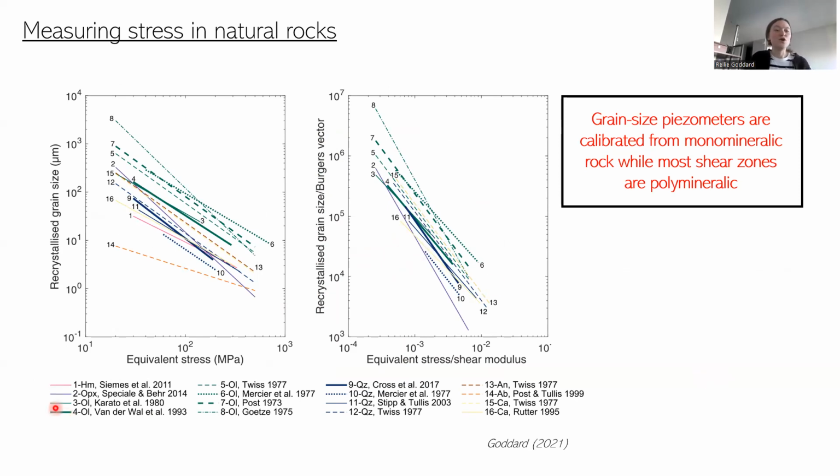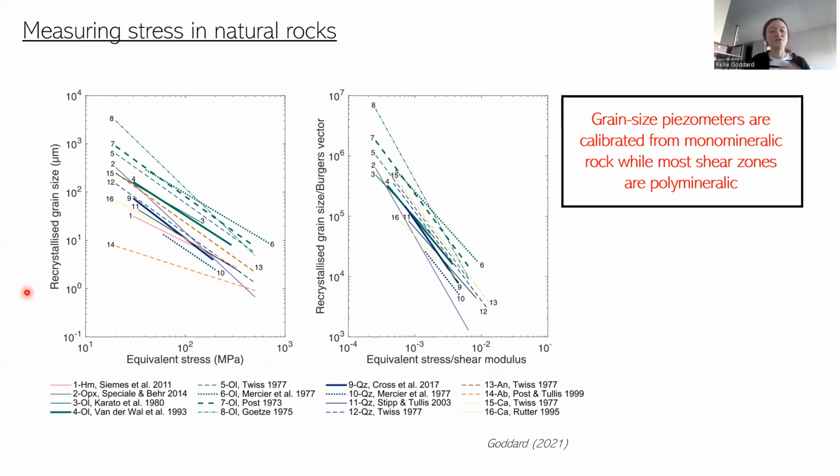So here you can see a combination of all the different grain size piezometers that currently exist, and you can see that they're on a range of different materials, from olivine, orthopyroxene, quartz, so lots of feldspars and calcites. And plotted here, you can see the recrystallized grain size against the equivalent stress, and that each of these piezometers have an inverse relationship with stress. That is, as you increase the stress experienced by a rock, the grain size reduces.